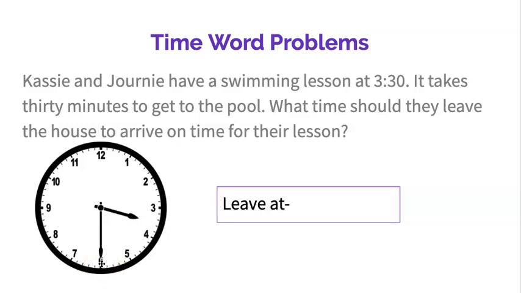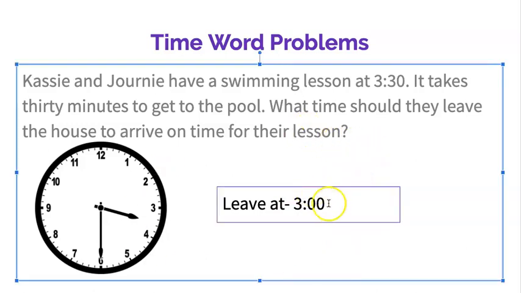30 minutes is half an hour. So all we have to do is take our clock and move it back 30 minutes. So if we're going backwards, 5, 10, 15, 20, 25, 30. There's our 30 minutes. So if the minute hand moved 30 minutes backwards, it would be 3 o'clock. So they would need to leave at 3 o'clock in order to get to the pool at 3:30, since it takes 30 minutes.